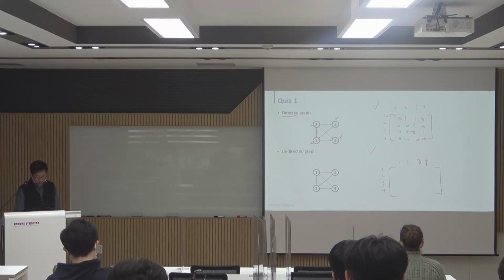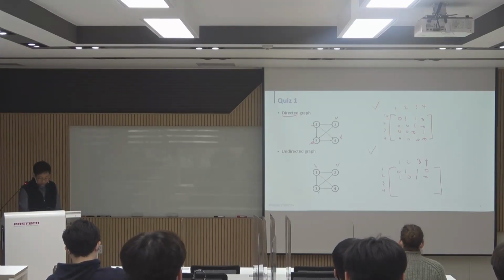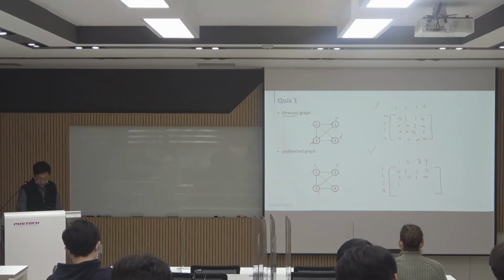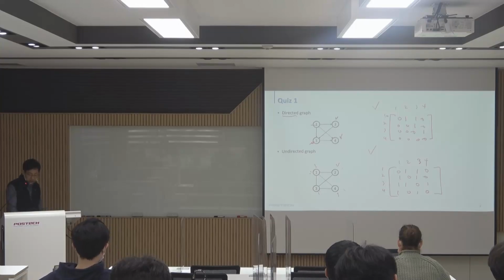And let's try that, the undirected graph. From 1, these two are connected, and from 2, 1 and 3 are connected, and 3 is connected to 1 and 2, all of them. For 3, 1, 2, 4, 1, 3.